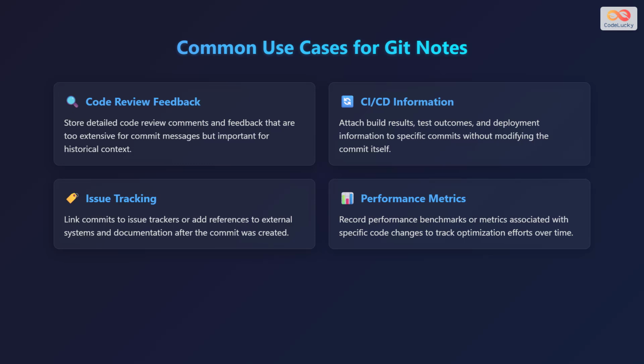Third, issue tracking. Link commits to issue trackers or add references to external systems and documentation after the commit was created. Fourth, performance metrics. You can record performance benchmarks or metrics associated with specific code changes to track optimization efforts over time.